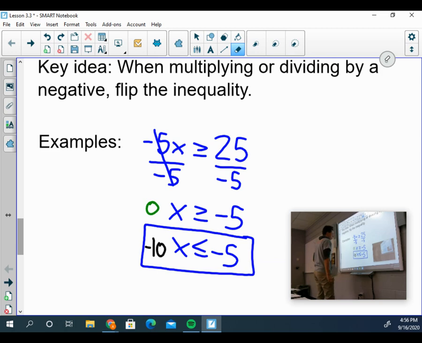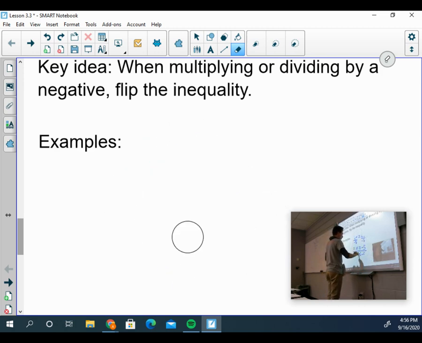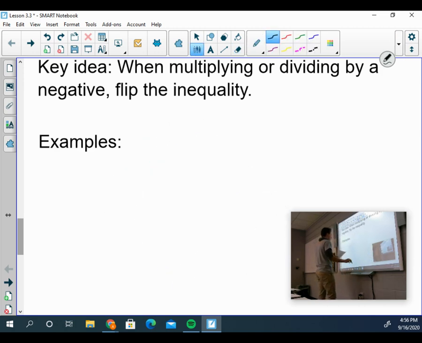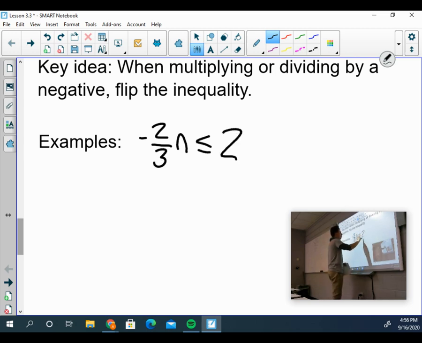Okay, so let's go through another example. Again, if you want to test those numbers on your own, be my guest. Let's say we have -2/3 n is less than or equal to 2. I know you all hate fractions, but we're going to get really good at them because they are an important part of mathematics. So how is the -2/3 attached to n?